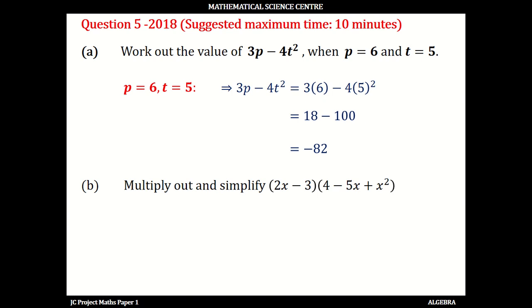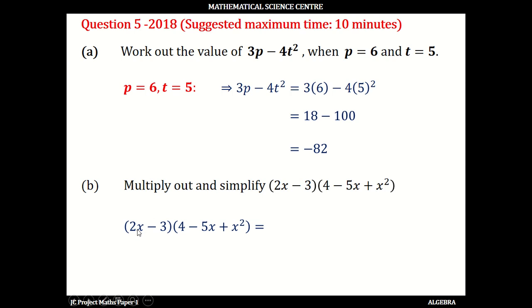Part B then, we want to multiply out and simplify. So this is called a linear expression. The highest power of x is 1. And this is called a quadratic expression. The highest power of x is x squared. When you multiply a linear by a quadratic, this is going to give a cubic expression. So we're going to multiply these 2 terms by these 3 terms, and that's going to give 6 terms first of all.